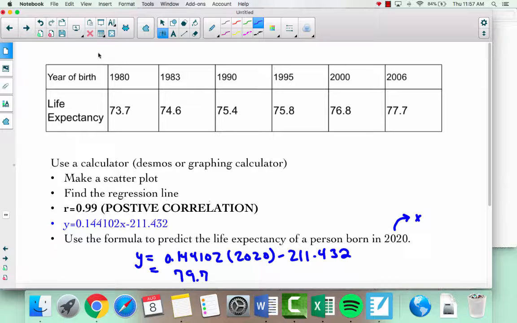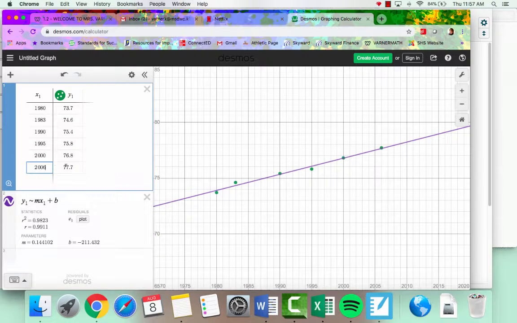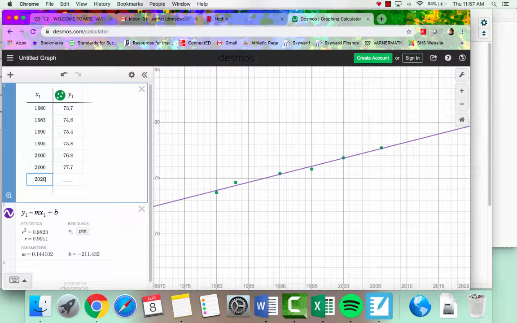And you could always check that. You could go back to Desmos, type in 2020 into your data table, and see if your data hits very close to your line or is exactly on your line, and that's what you're looking for.